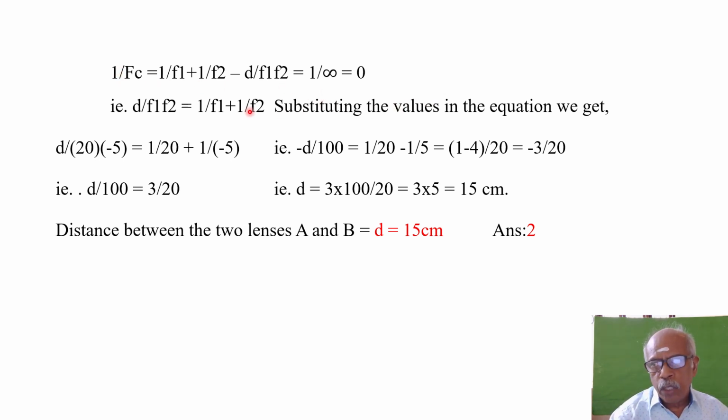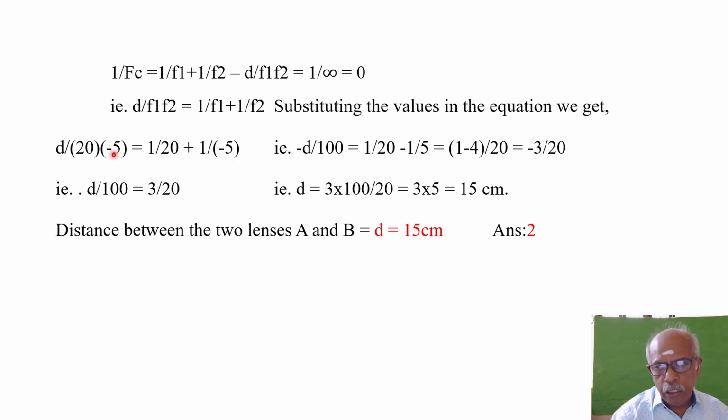So 1 by F1 plus 1 by F2 minus D divided by F1 F2 is equal to 0. You can bring that to the other side. So you get D divided by F1 F2 is equal to 1 by F1 plus 1 by F2. You know the values of F1 and F2. Substituting the values in the equation, we get D divided by F1 F2, which is 20 into minus 5, equal to 1 by F1, 1 by 20, plus 1 by F2, 1 by minus 5.